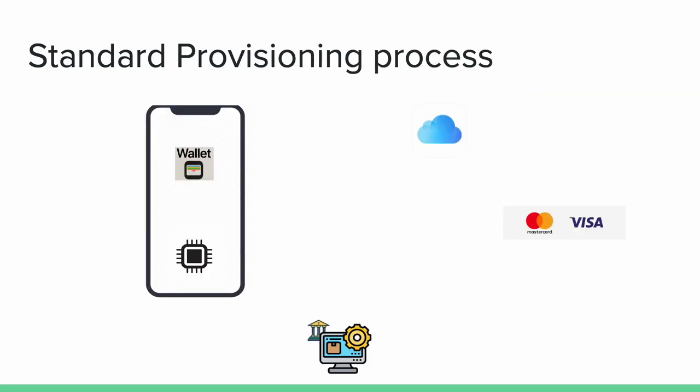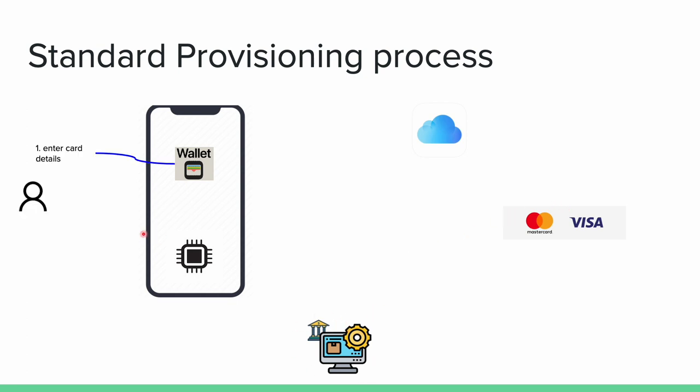So now let's look into the standard provisioning process. You have an Apple device with a wallet and a secure element. Then you have an Apple Pay server. Then you have the schemes. It need not always be schemes. There is a token service provider, but majorly schemes act as a token service provider. So I put the scheme names here. This is basically the token service provider here, and then the issuer bank system.